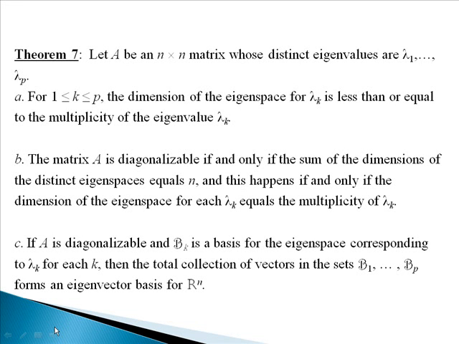So basically what that means is what we saw before. If lambda has a multiplicity of 2, then when we solve our characteristic equation and find the eigenvectors, we are going to have 2 or less. Part B, the matrix A is diagonalizable if and only if the sum of the dimensions of the distinct eigenspaces equals n. And this happens if and only if the dimension of the eigenspace for each lambda sub k equals the multiplicity of lambda sub k.